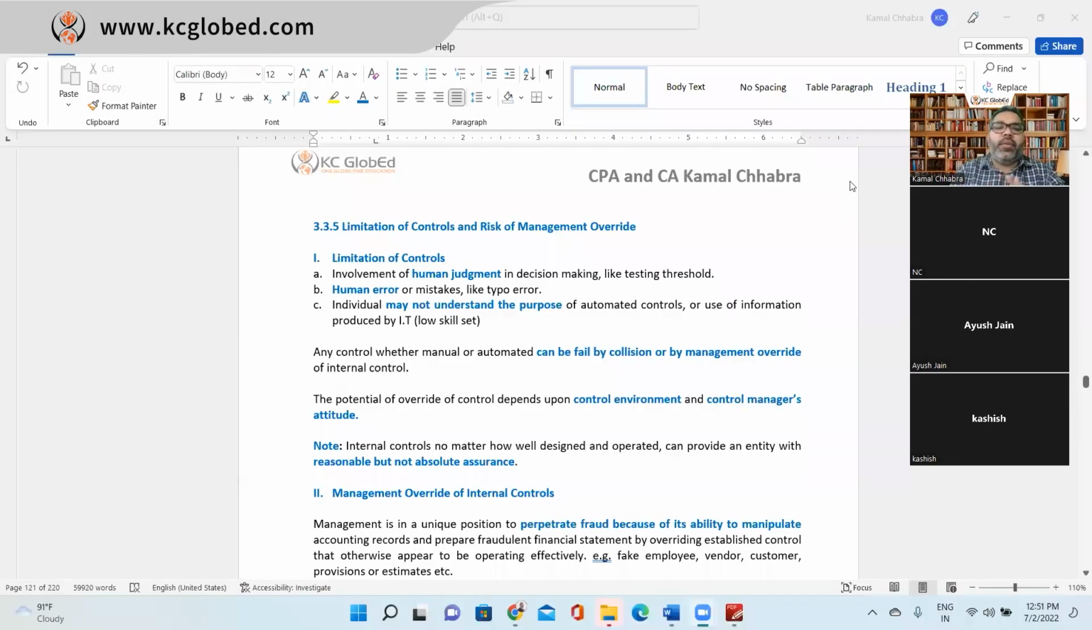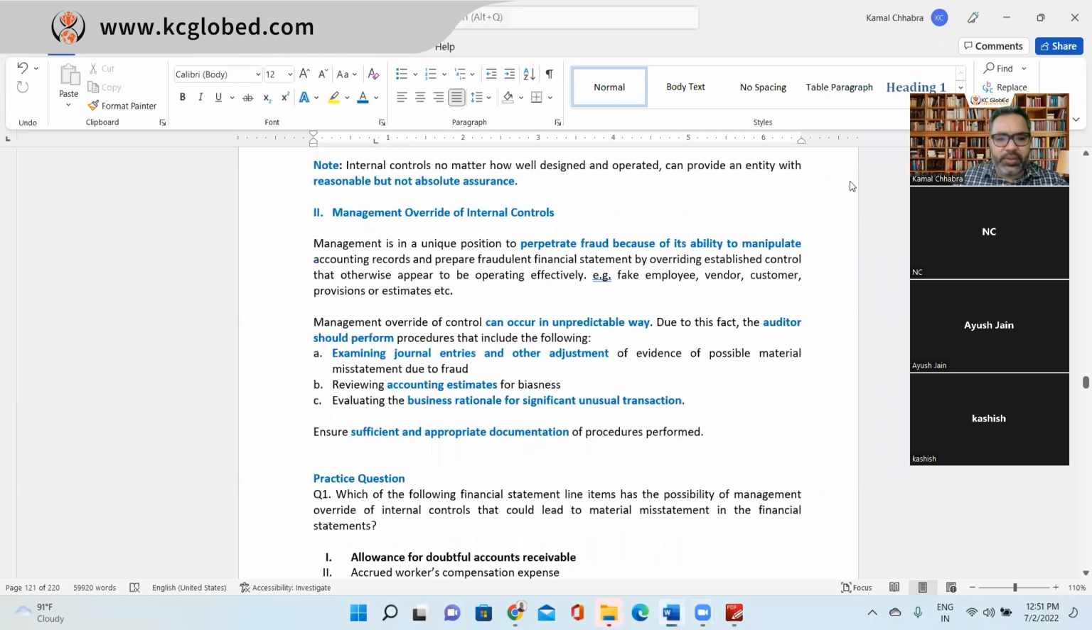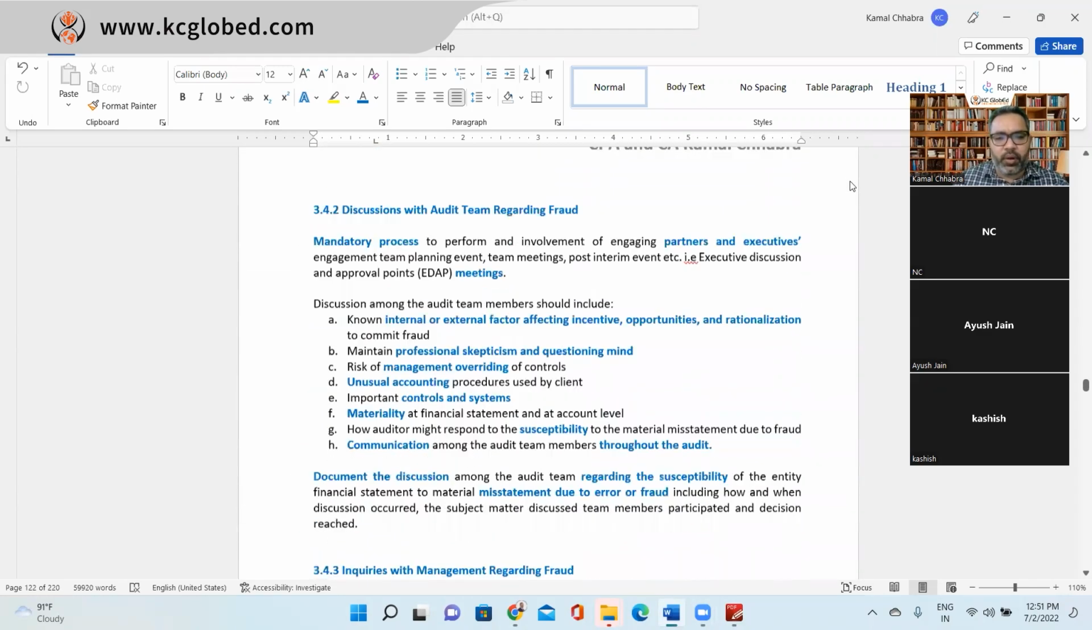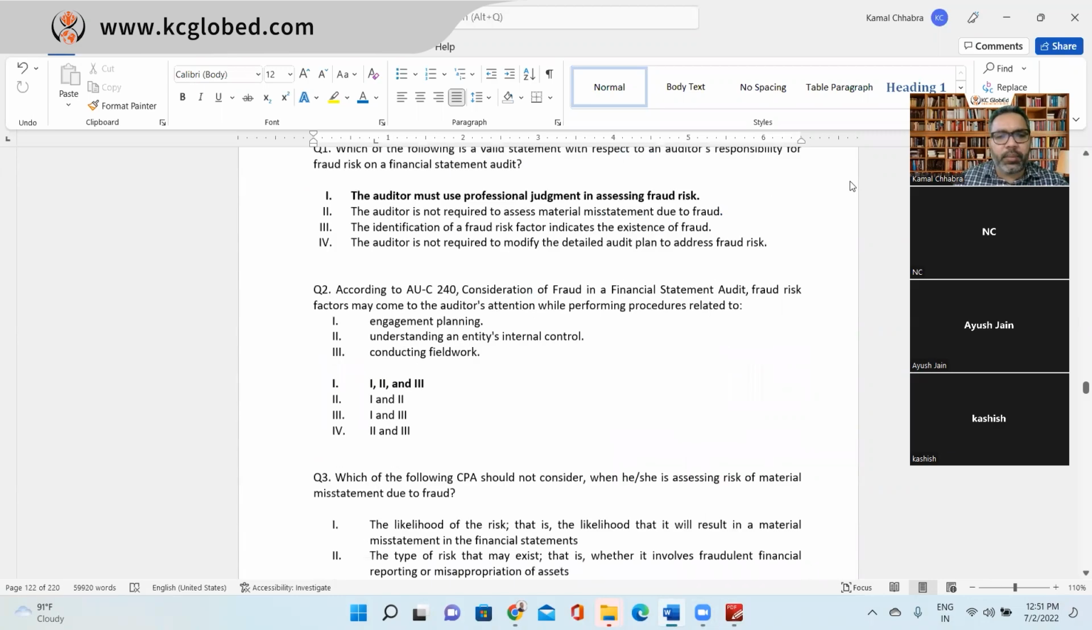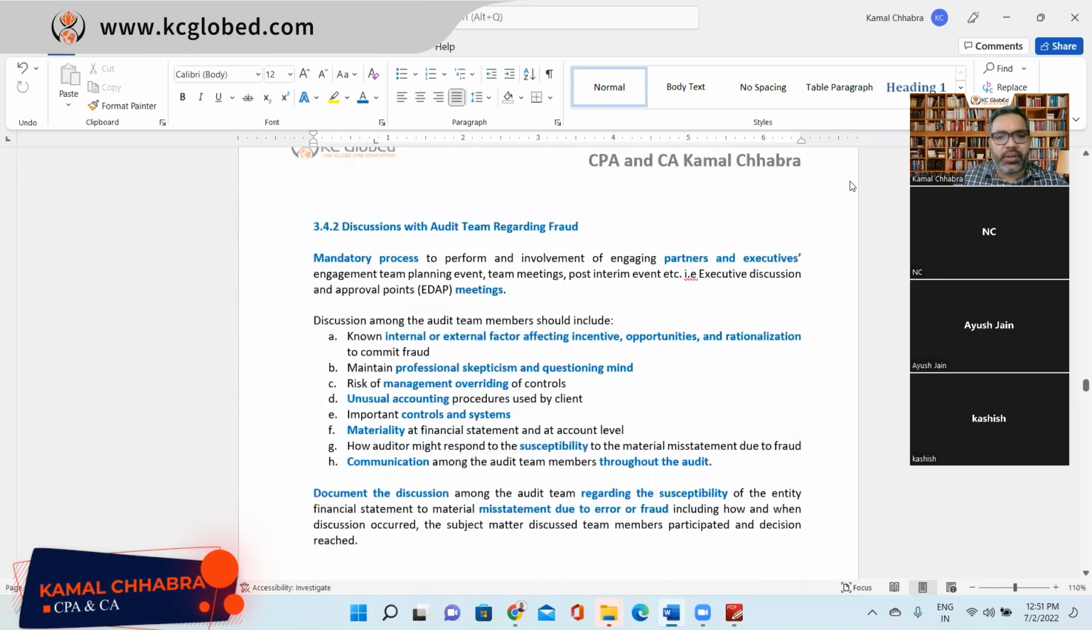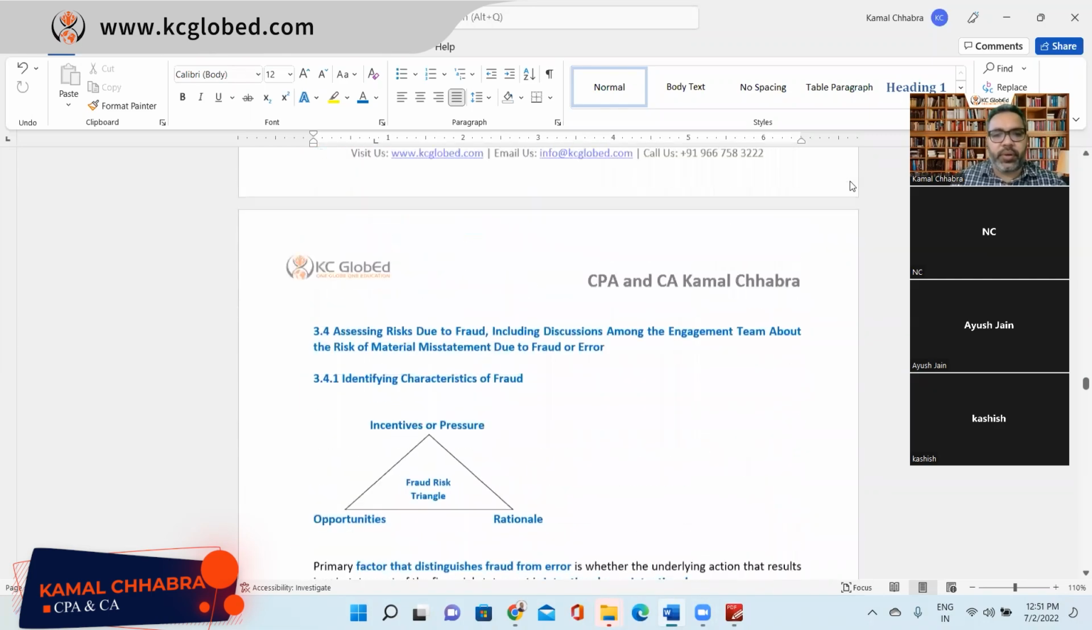In this class, we'll be understanding in detail the limitation of controls, including the risk of management overriding of control. So let's dive into more detail. Now we will be doing limitation of controls and risk of management override. This is a very small topic, and after this we'll jump into fraud risk. So we'll try to cover the fraud risk area as well today. Maybe we can extend 5 minutes if needed, but hopefully we'll cover this in the next 1 hour 10 minutes, right?